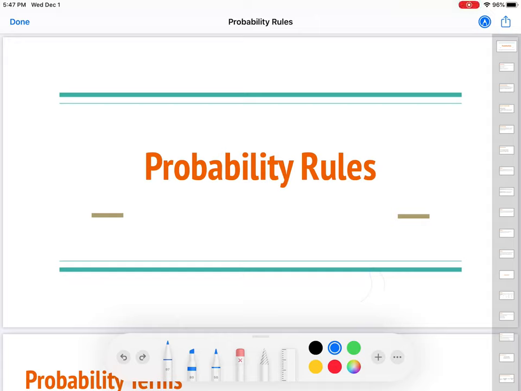All right, everyone. This is the lecture on the probability rules that we started yesterday in class. We'll go into a little bit more depth today so that you can have some videos to look at in addition to that reading assignment that's on Canvas. So, just an introduction to probability terms.